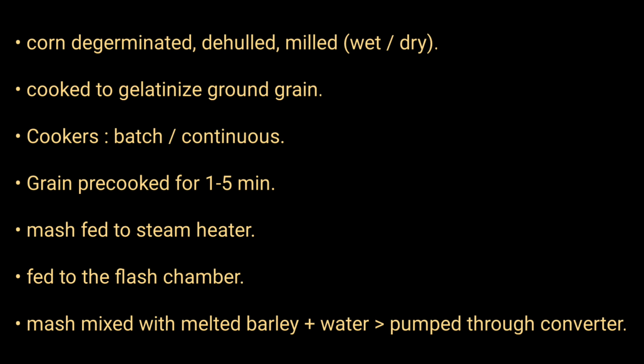This mash is fed to a steam heater so that its temperature rises instantaneously to 175 degrees Celsius. Then it is fed to the flash chamber where its temperature drops to about 60 degrees centigrade. This mash is now mixed with malted barley and water and then pumped through a converter or a pipeline for 2 minutes at 60 degrees centigrade.